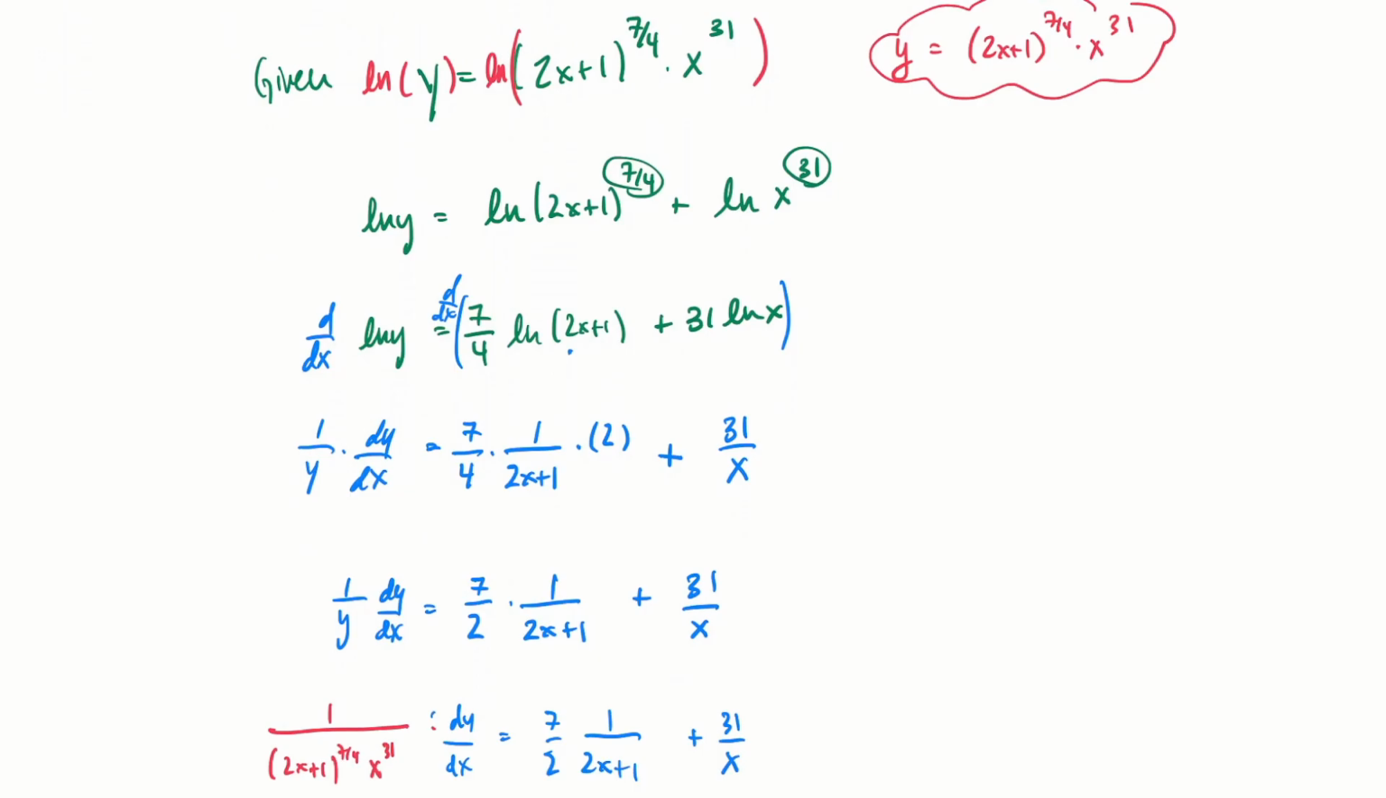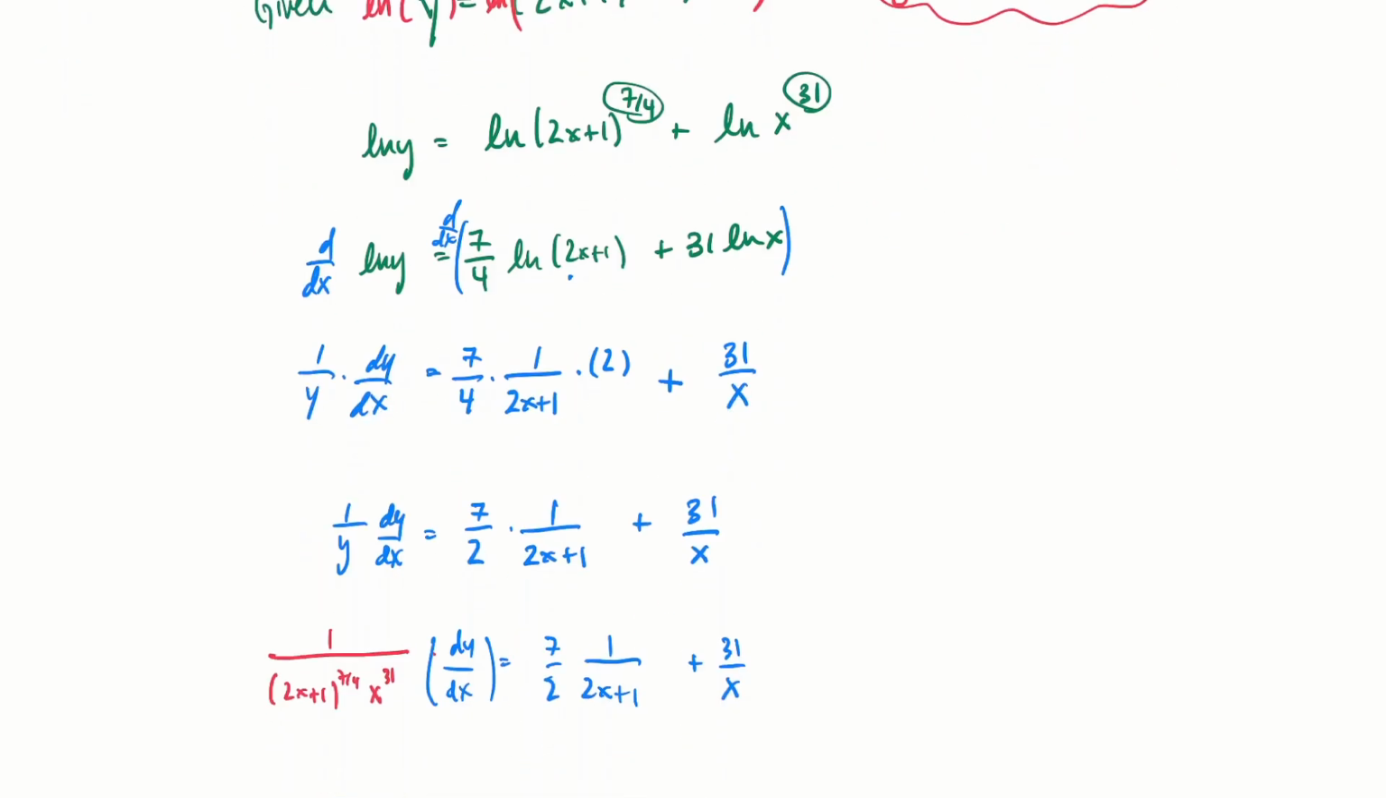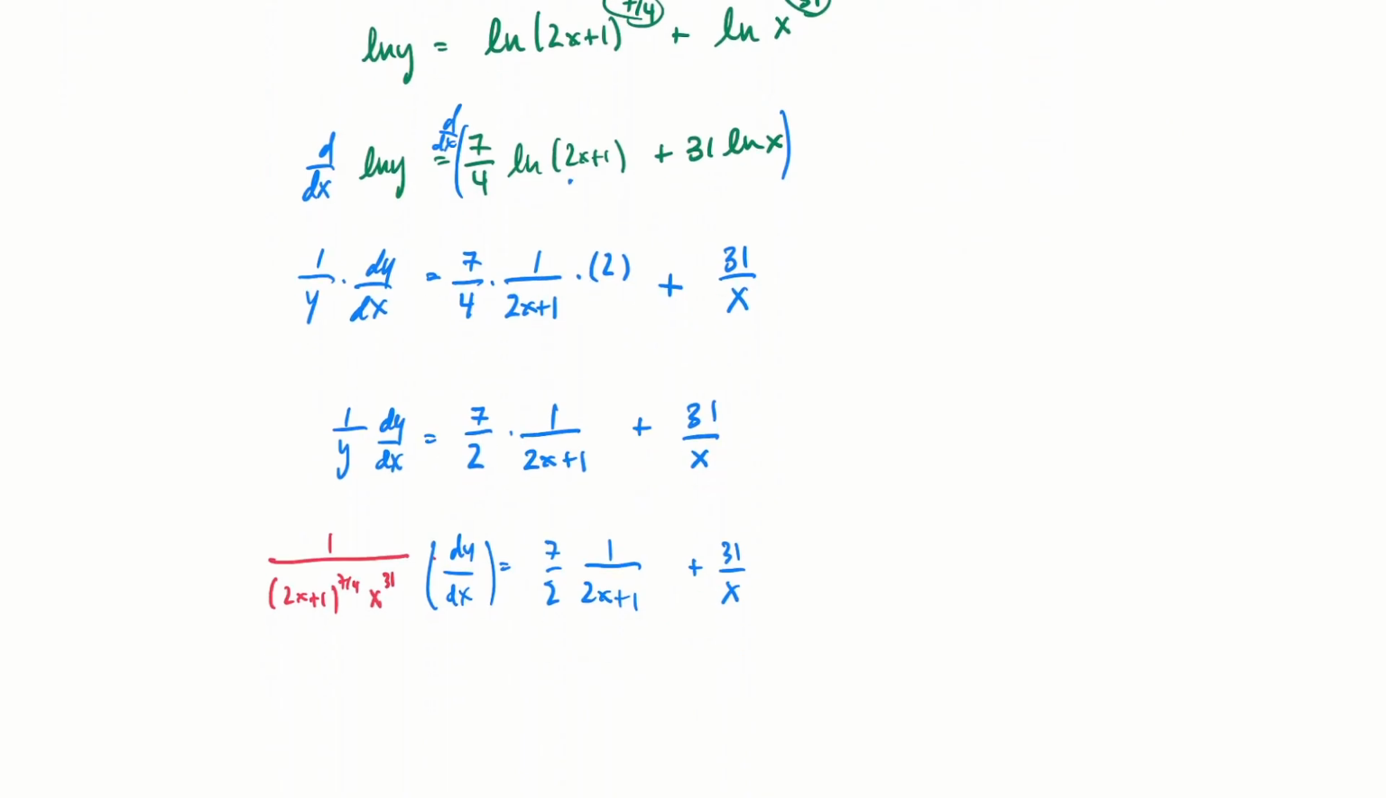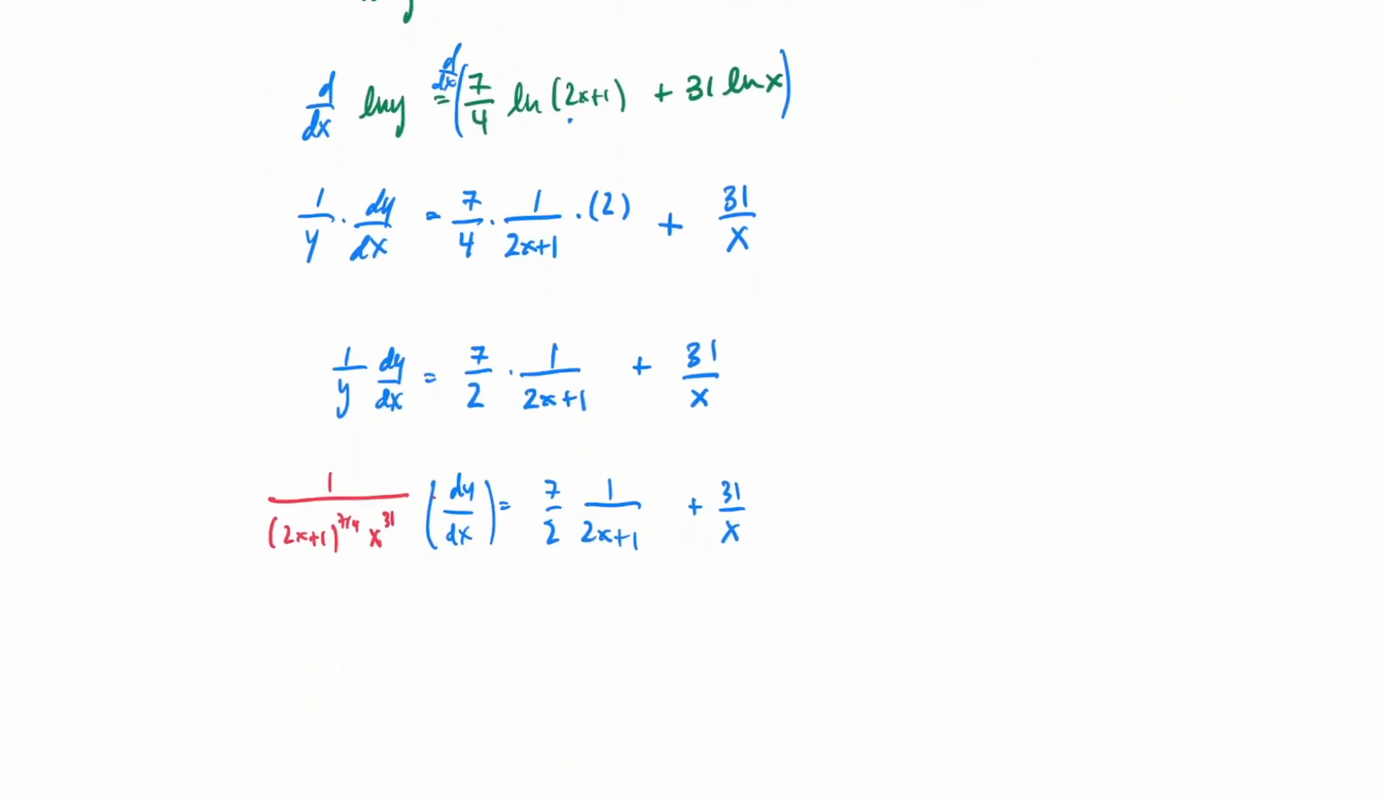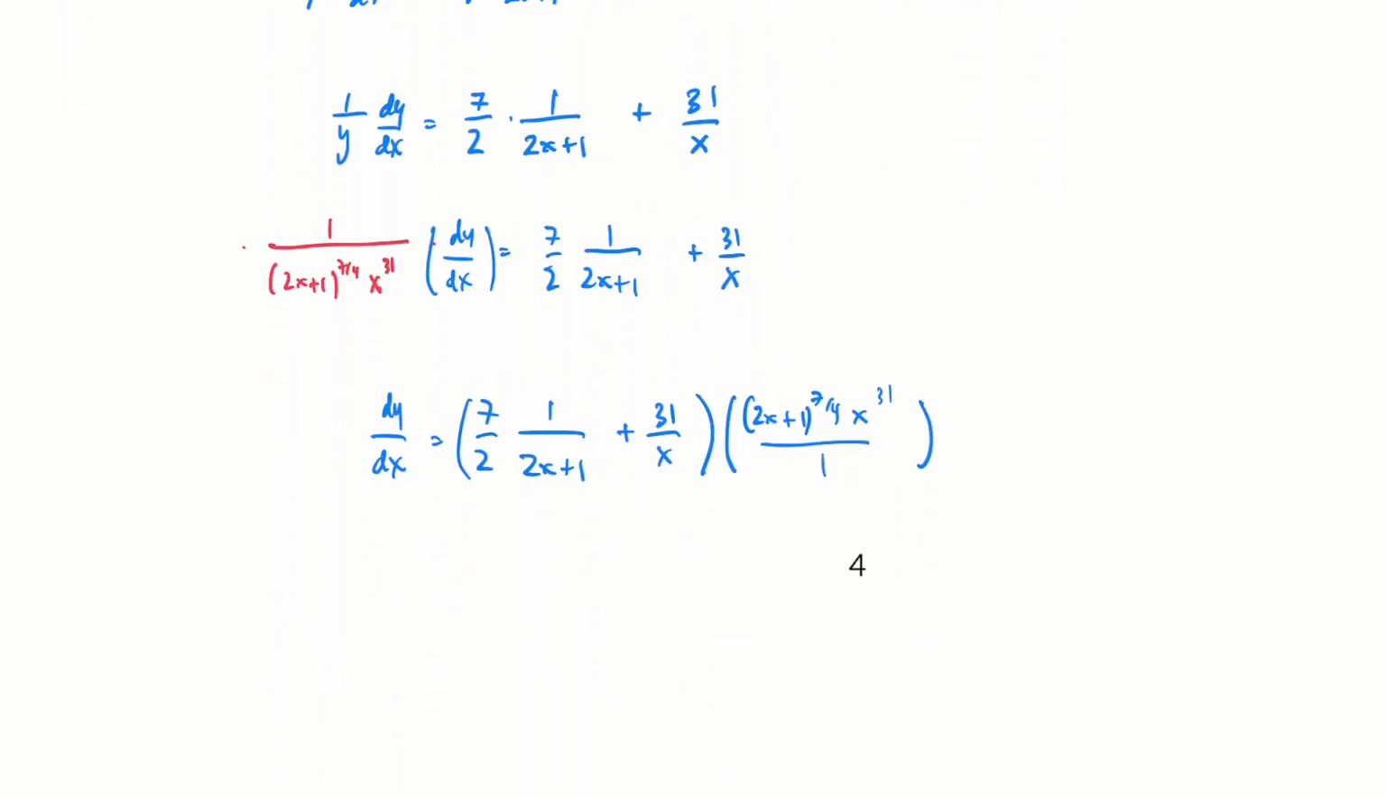And then to solve for dy/dx, we are just multiplying both sides by the reciprocal of this. So we'll be left with dy/dx equals 7/2 times (1 over 2x plus 1, plus 31 over x), all times (2x plus 1) to the 7/4, x to the 31, all over 1. Okay, and so we can simplify from here.